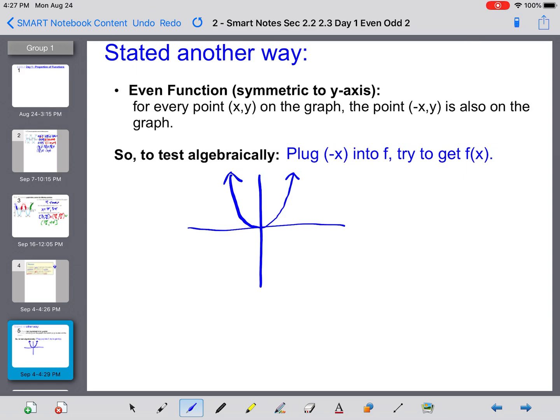Now, that's not always the most efficient way to do it, right? What if this thing was shifted just a little bit to the right, 0.1 units to the right? You might visually think it's an even function when it's not. So that's why I want an algebraic test.